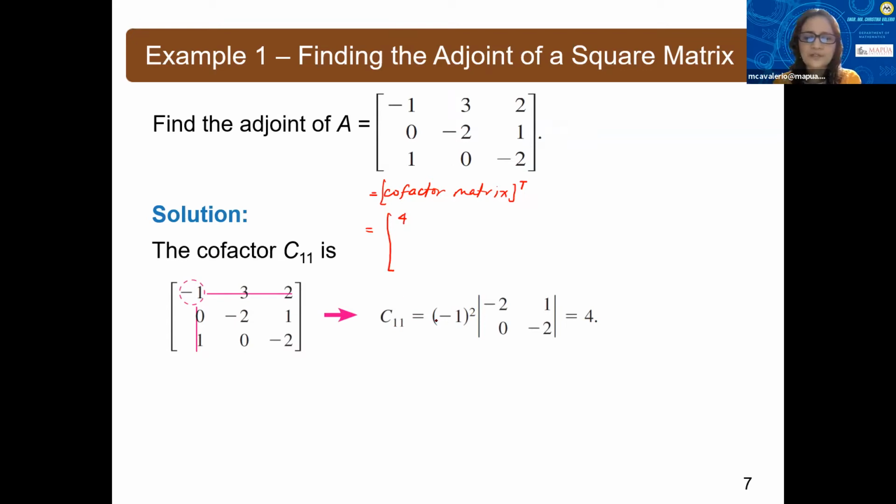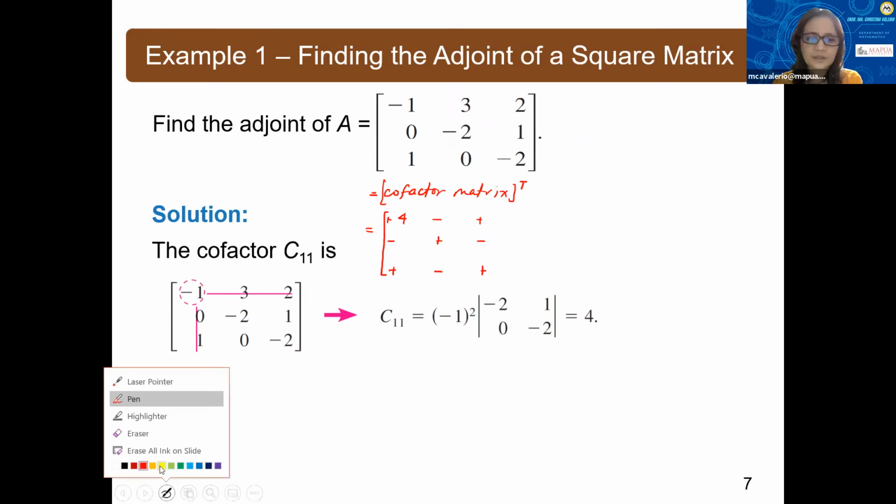Now, instead of using negative 1 raised to i plus j, let us just make use of the checkerboard pattern of signs. Beginning with plus, so we already have 4, which is plus, and then minus, plus, and then minus, plus, minus, plus, minus, plus. So all I need to do is to find the minors.